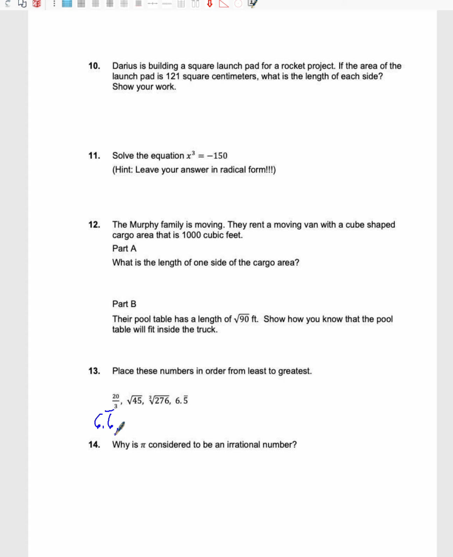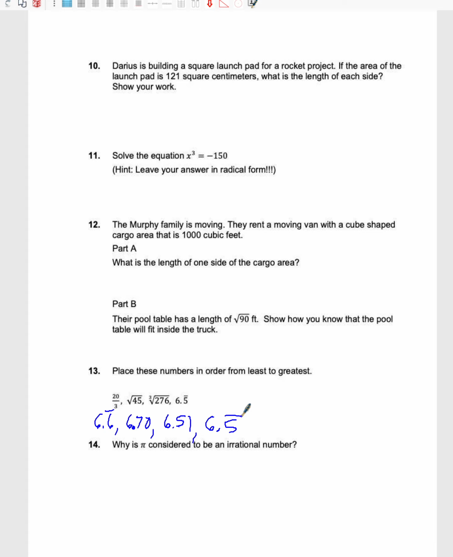Somebody help me out. How much? 6.70. That's all you'll need. Next one, you have to hit that green button and the one button. So the next one, we have to take the cube root of 276. You have to hit that green button and then that one. Okay. 6.51. And then we have 6.5 repeating.